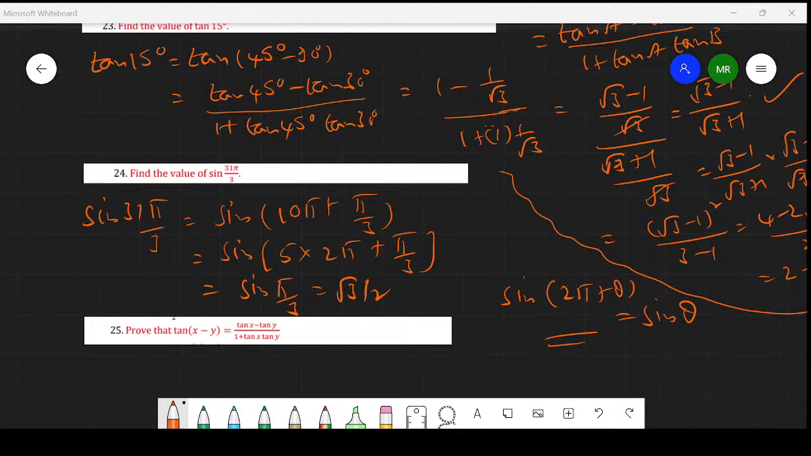Try to revise each and every problem. We get an idea about this.